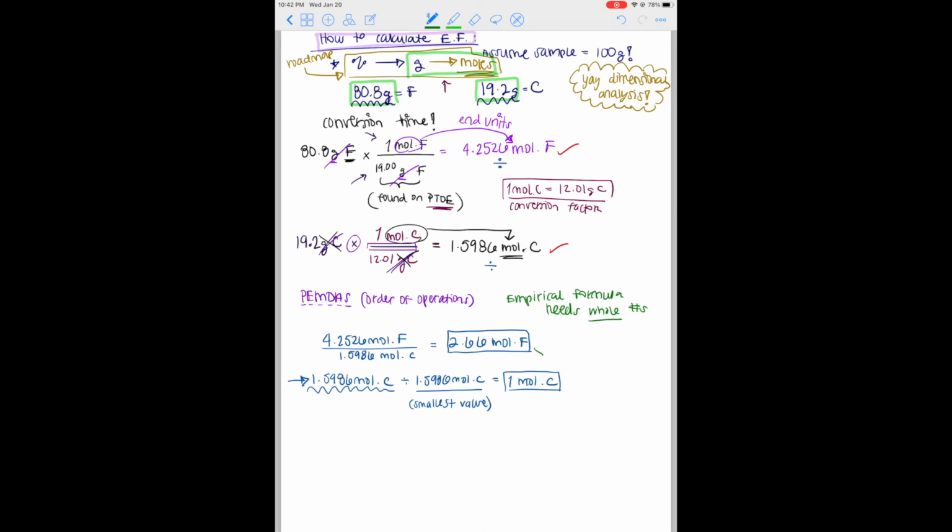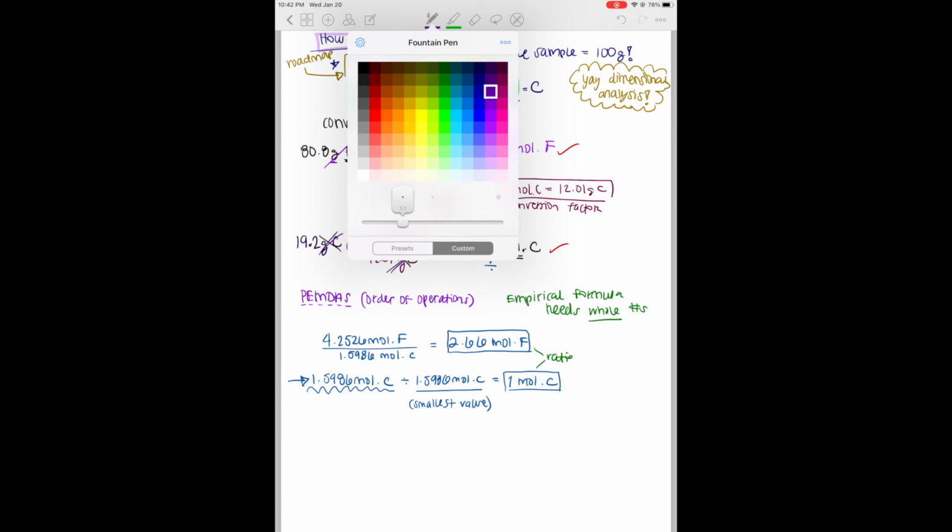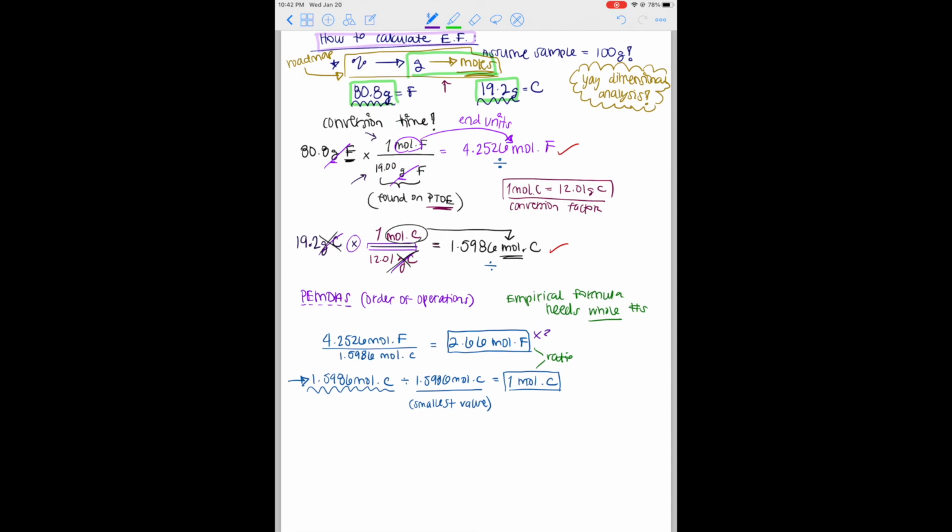In order to do this, we must multiply the value of 2.66 moles of fluorine until we reach a whole number. By multiplying this by 3, we will get 8 moles of fluorine. And to make sure we're also maintaining the ratio, we have to multiply the other element, carbon, by this same number as well. So 1 mole of carbon times 3 is 3 moles of carbon.